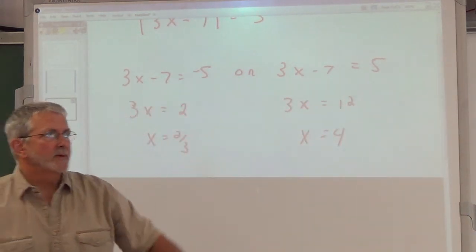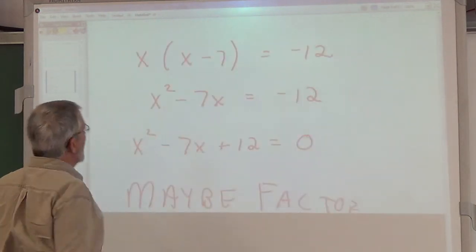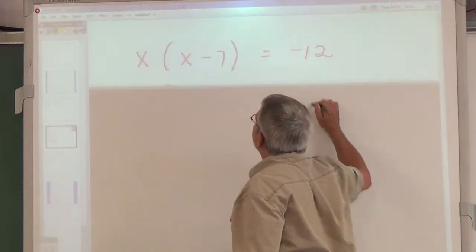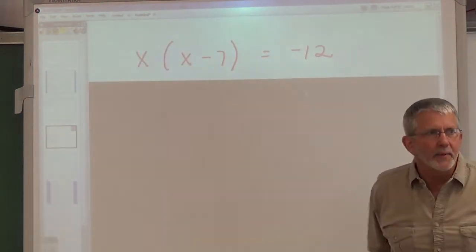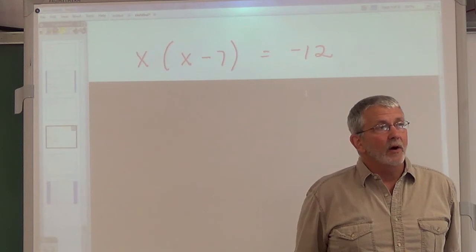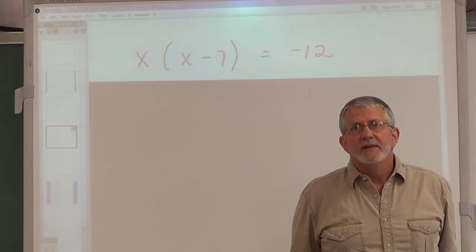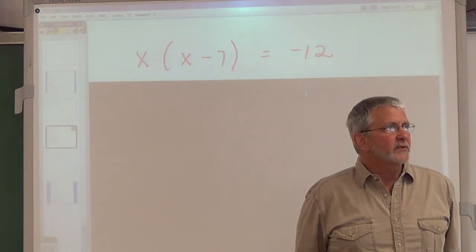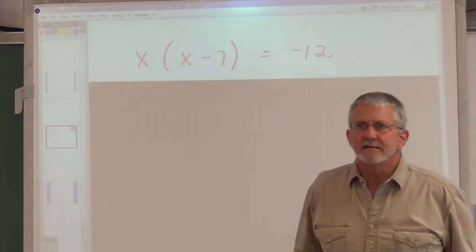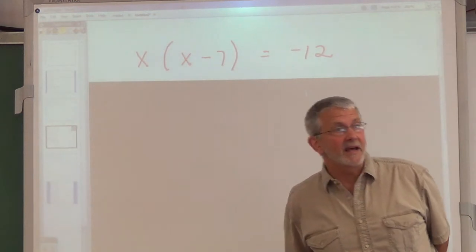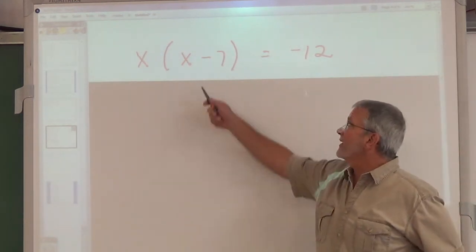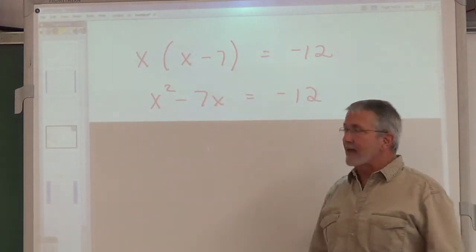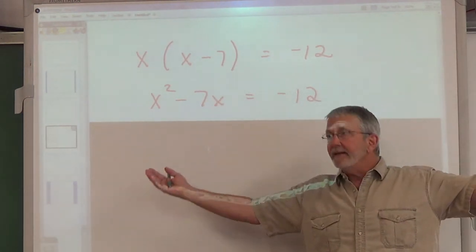Let's go to another type. Let's go to this one right here. It appears to be linear, but it is not. That also is a quadratic equation. You saw many of these in Algebra 2. The first thing I would do is distribute the x and verify that it is indeed an Algebra 2 equation. If you multiply through by the x, you get x squared minus 7x is equal to negative 12. How do you solve a quadratic?